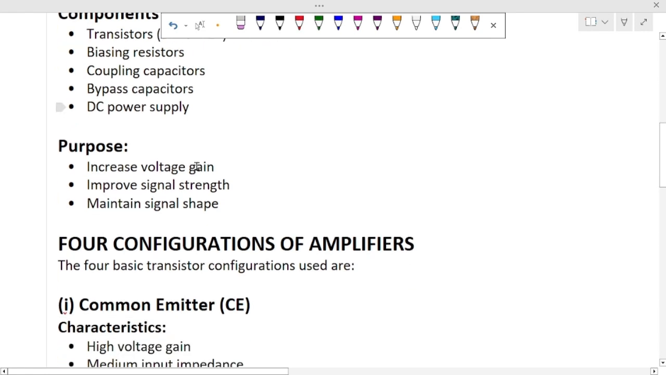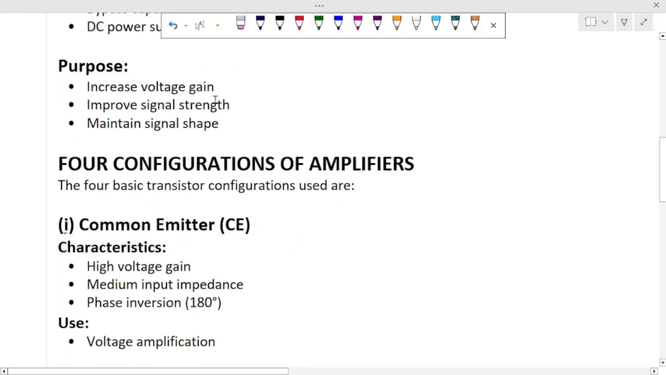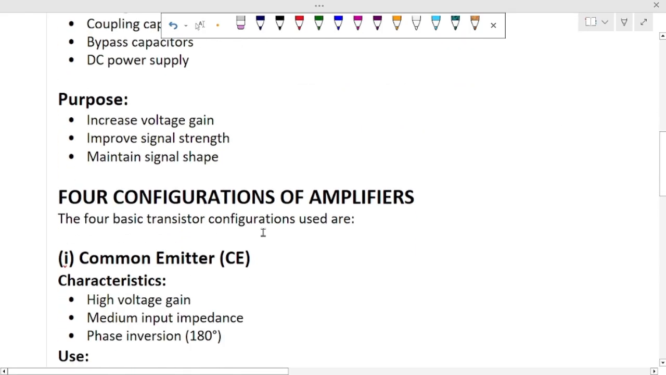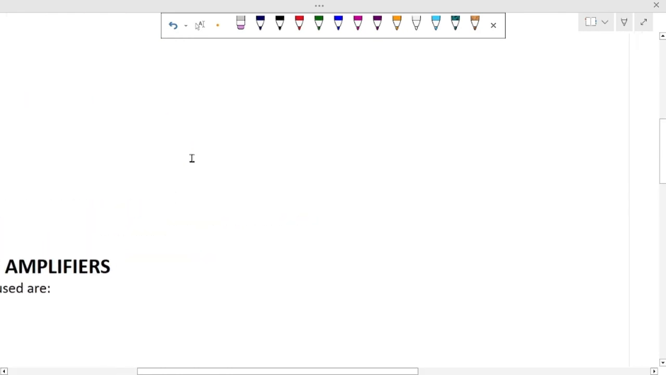Okay, so how do we use them? We use the resistors for biasing. We use the capacitors for coupling. We use another capacitor for bypassing, like a bypass capacitor. Then what's the purpose of this network? The purpose of the three-stage cascade amplifier is, one, to increase voltage gain. And when you increase voltage gain, you are actually improving your signal strength, and then also to maintain the signal shape.